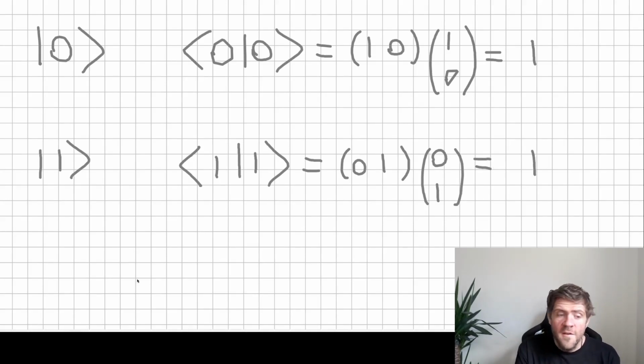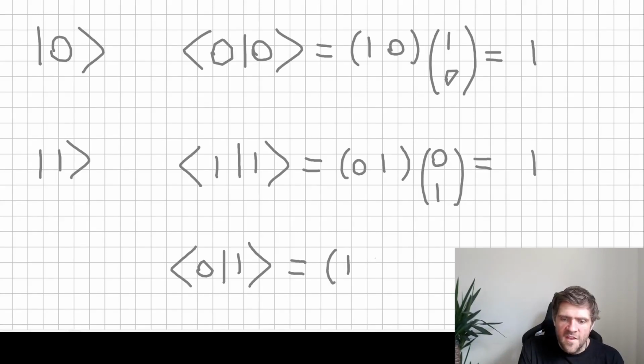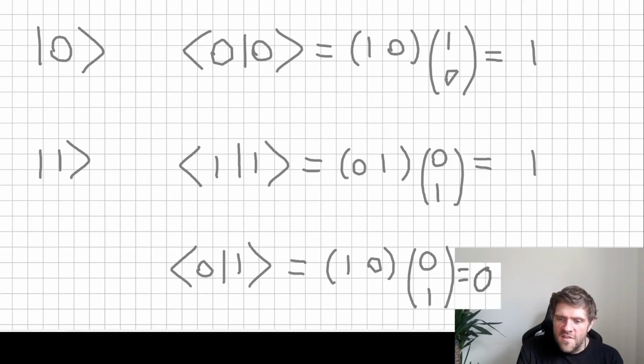comes out as 1. And if we do the off diagonals, so a 0 with a 1 and a 1 with a 0, then what we get is, in this case, 1 times 0 plus 0 times 1. In the other case, it's the other way around, but nevertheless, in both cases, we get a 0. So for a state with itself, we should get a 1. And we see that in both of these cases. And between two orthogonal states, we get a 0.